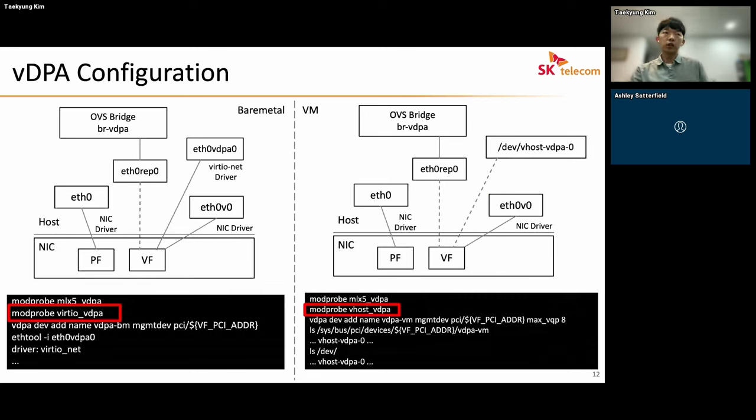So if you want to enable vDPA, first load the kernel modules, for example the mlx5 vDPA module, and then load virtio vDPA or vhost vDPA. The left one is for bare metal containers, and the right is for VMs. If you load vhost vDPA and create a resource on the vDPA framework, then you will see the vhost-vdpa-0 device under the dev directory.